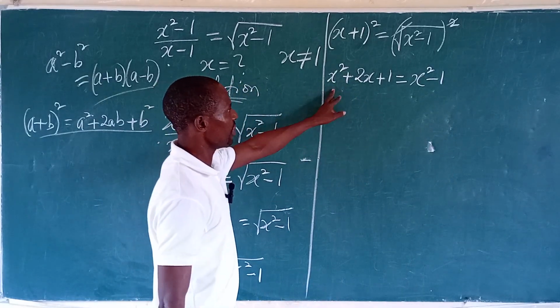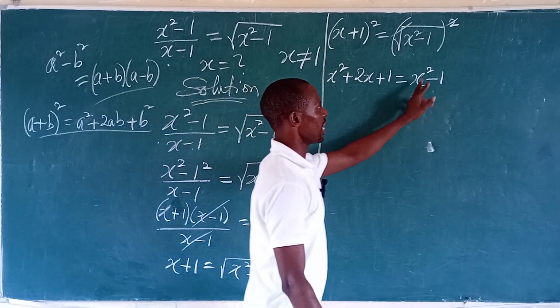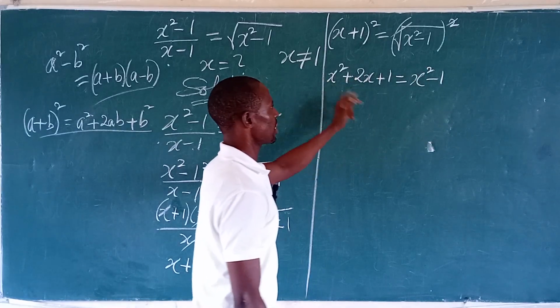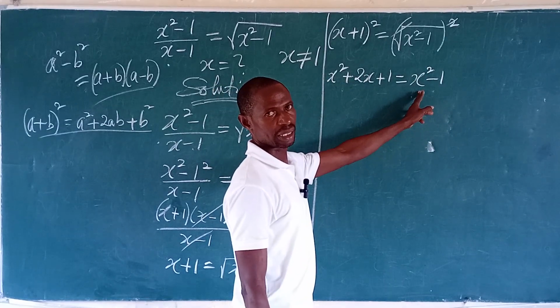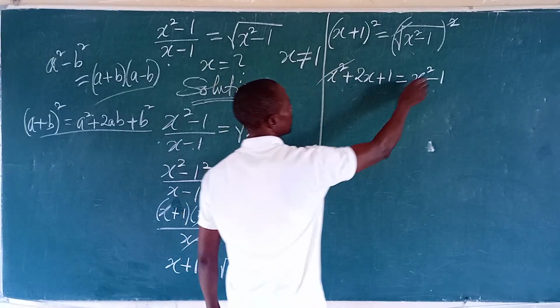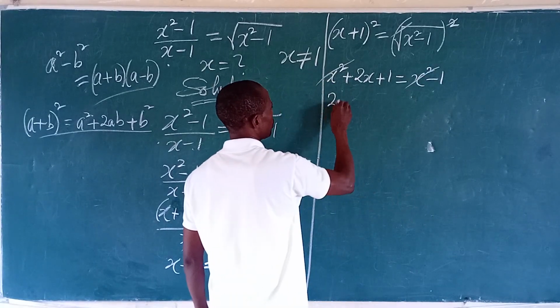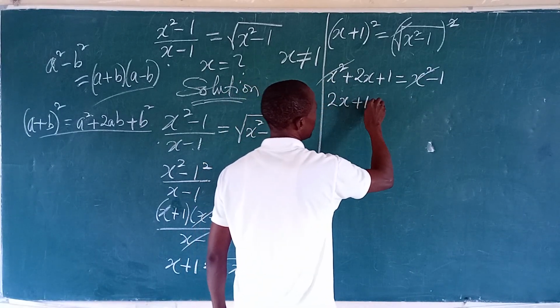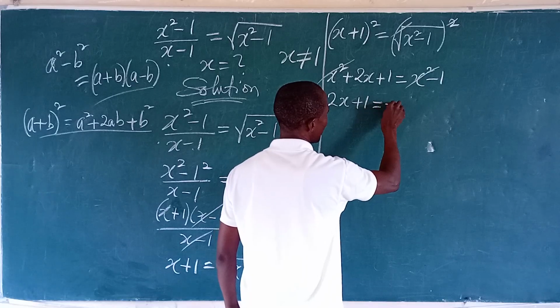Easy. We have x to the power of 2 here and x to the power of 2 here. Here is positive, here is positive, so they will cancel out. Right? Good. So I'm now left with 2x + 1 = -1.